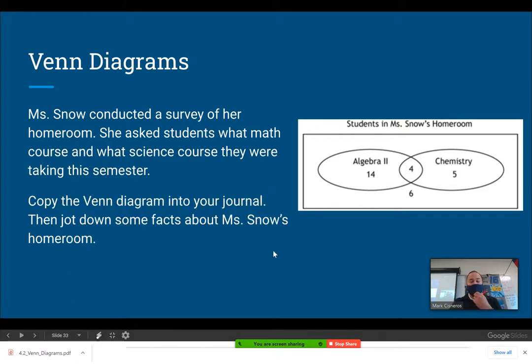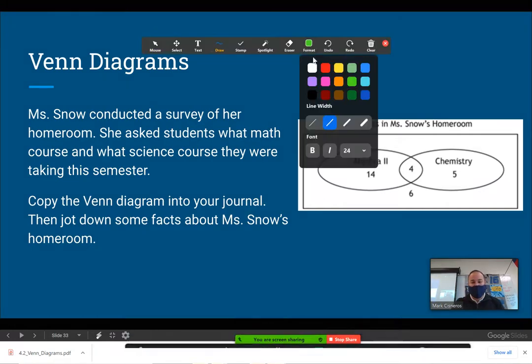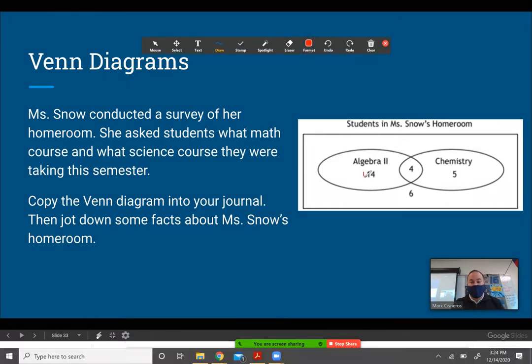On a Venn diagram, we are always going to have four numbers. I should do this on here so that you guys can see it too. There's going to be a number in this oval, a number in the middle of the two ovals, a number on this side, and then a number on the outside.